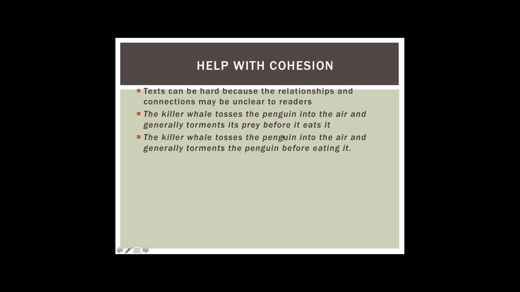The reason for this is that in our language, the way we connect the ideas is through repetition, like penguin and penguin in that second sentence, and through synonyms, like prey and penguin in the first sentence. We use pronouns, so it might say torments it before it eats it, talking about the penguin. Some of those are easier and some are harder connections to make. I think a lot of our kids get lost in those connections.